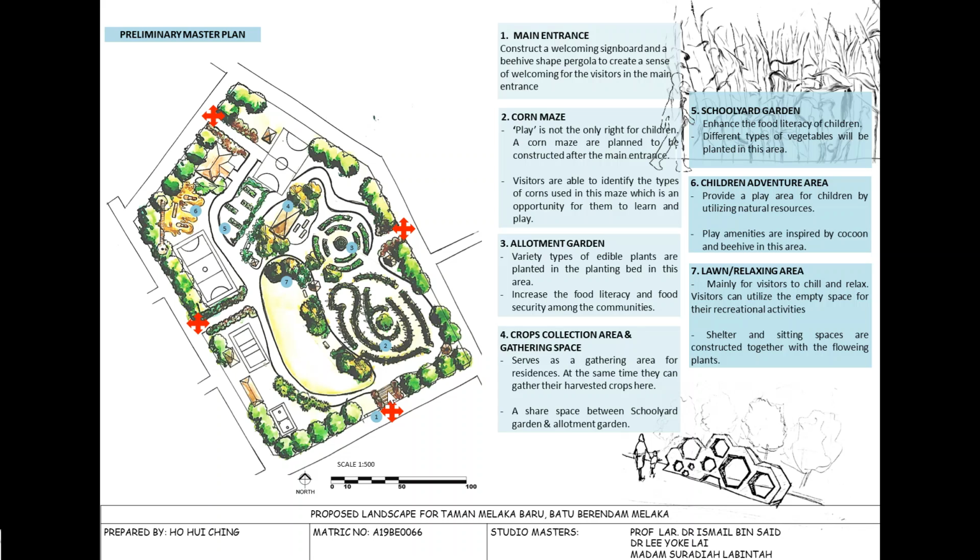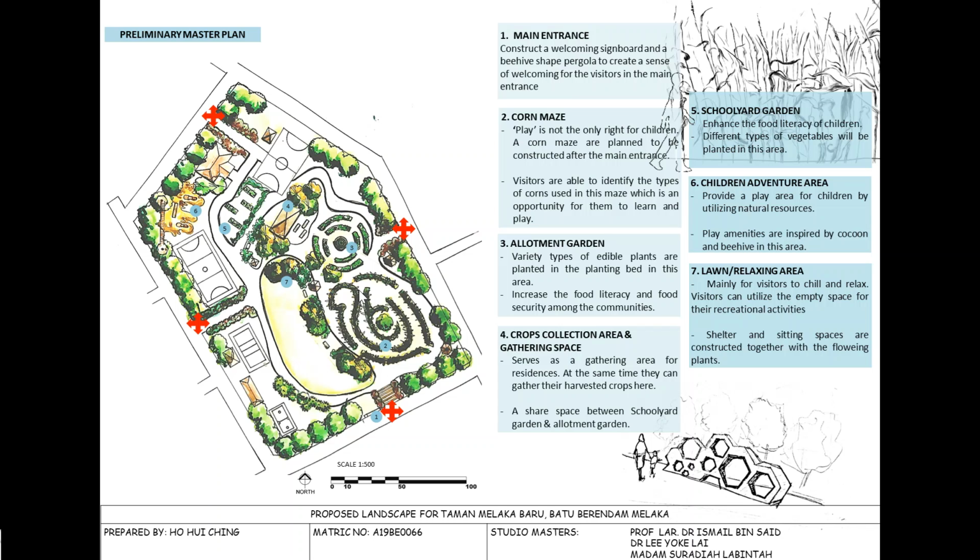Alright. And then after they go in from the main entrance, there is a corn maze, and surrounded by it, if you notice in the plan here, there are 3 mini decking towers that will be constructed around the corn maze area, whereby people can go up to the decking tower and look through the scenery, look through the plan of the park.